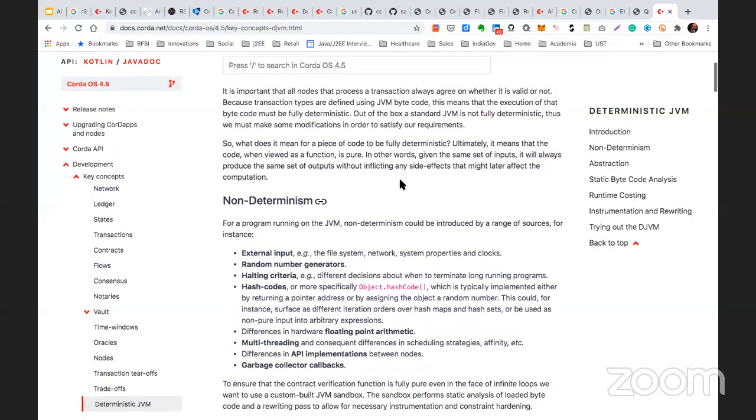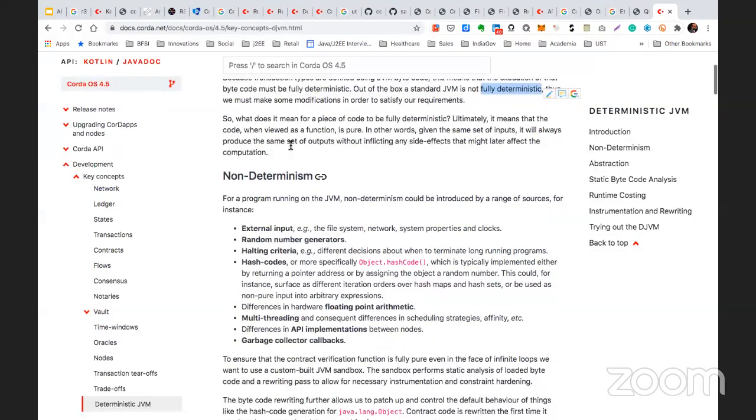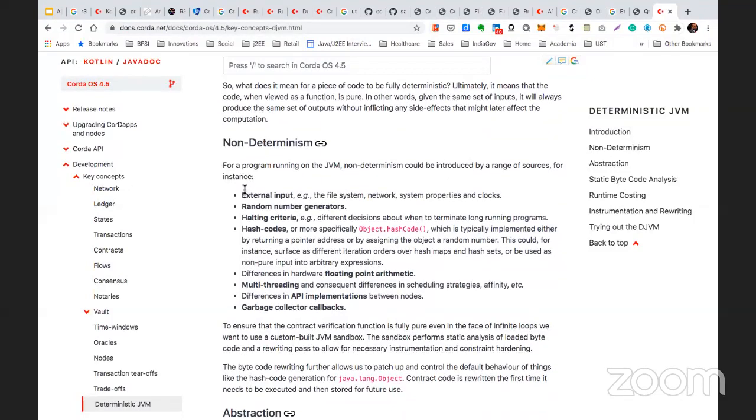But we should know that the out-of-the-box enterprise JVM, what is used in Java by default, is not fully deterministic, right? So that modification is done by Corda. How have they done it? They eliminated chances of non-determinism, like there is no random number generator execution here. You can't give external input to the JVM, like an external clock or network input/output, or any additional file system integration. The halting criteria, this is what we mentioned about the Turing machine, right?